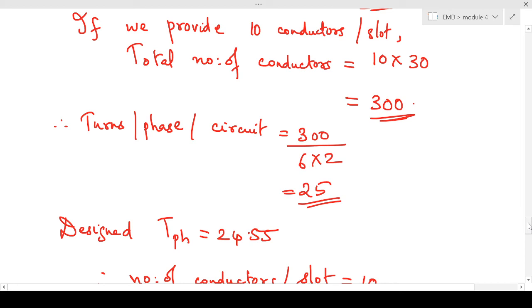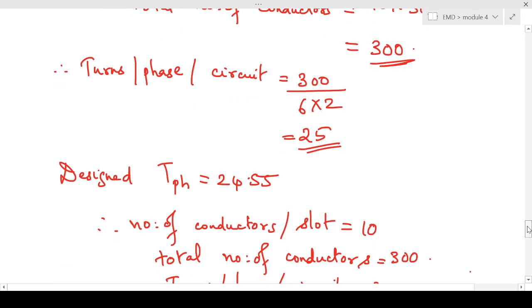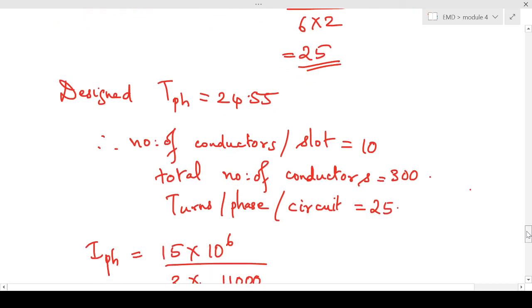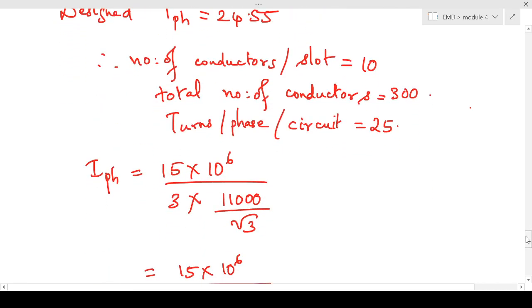We have designed T phase to be 24.55, and now we have got the turns per phase per circuit as 25. So there is no substantial variation in T phase, and hence there is not much difference in flux density, and this design is okay. Because we'll be taking EMF across one parallel path only, there will not be much difference in the flux and flux density. So we can choose the conductors per slot as 10, the total number of conductors as 300, and turns per phase per circuit as 25.